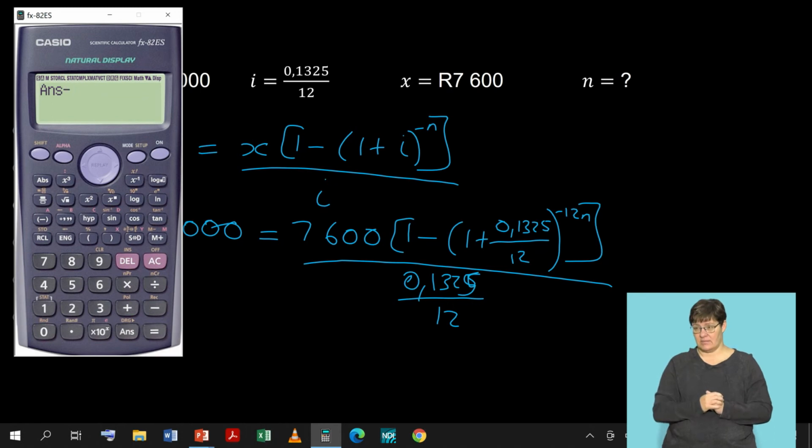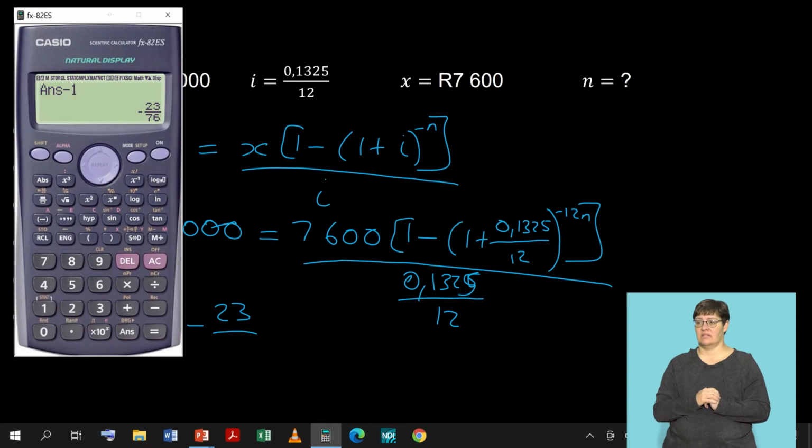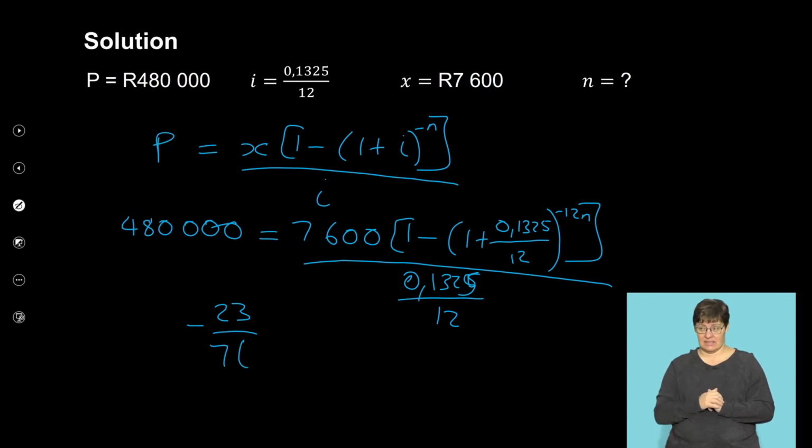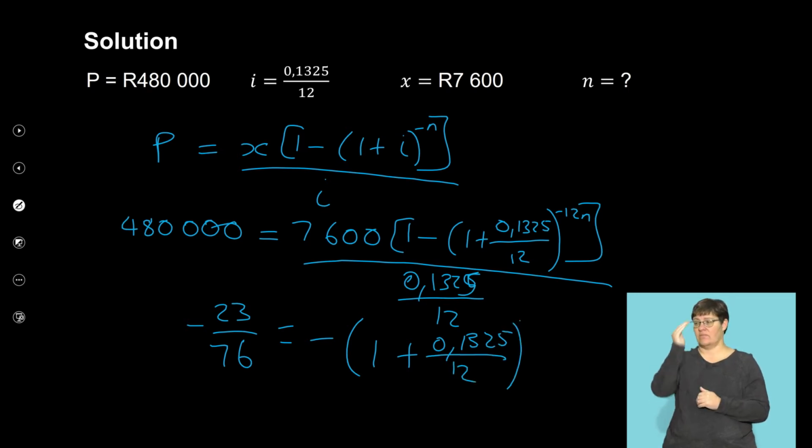So subtract 1 from this, which will give me that. So now it means I actually have negative 23 over 76 equals negative 1 plus 0.1325 over 12 to the exponent of minus 12n. And then the negative and the negative, I can divide both sides by it, right?